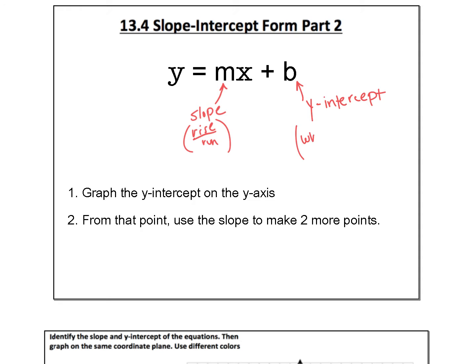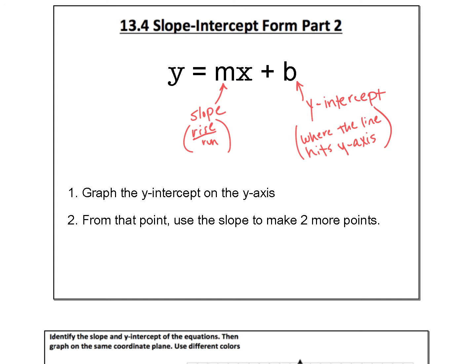So it's where the line hits the y-axis. That's what the b is. All right, so today in our lesson, what we're going to do is graph the y-intercept on the y-axis, and then from that point, use the slope to make 2 more points. And this is what we've been doing.